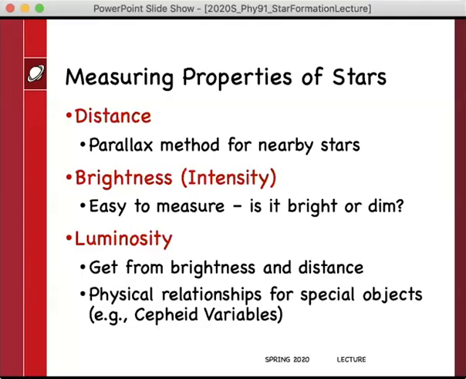Lucky for me, you've already done some of these things, so I can go quickly through this particular slide. If we want to measure properties of stars, things we might ask to start with are things like, how far away is the star? How bright is the star? Does it appear bright or dim? And then how can we use that information to say something about the luminosity of the star? Is the star itself actually giving off a lot of light, or is it not giving off a lot of light? So I can just review these very quickly.